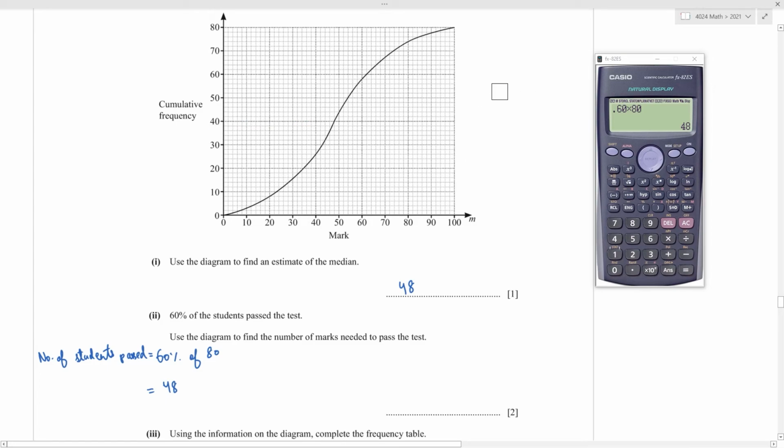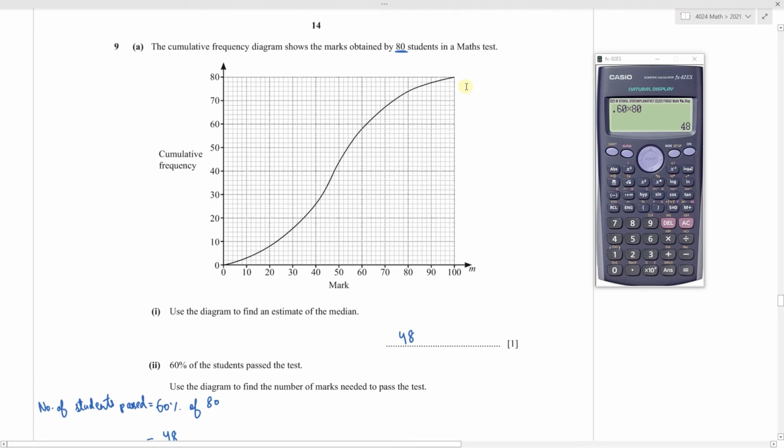So these are the top 48. So you have to count from the top and come back down. So your top student is the one who scored 100 marks and so on. So you're looking at the top 48 students. So 80 minus 48 is 32. So here at 32, this is your 32. I will draw a straight line to read the marks.